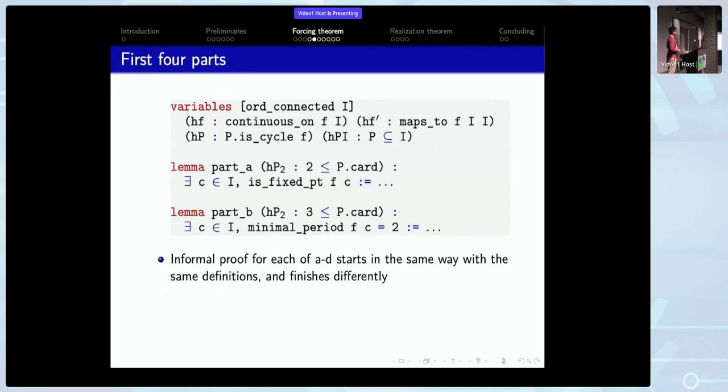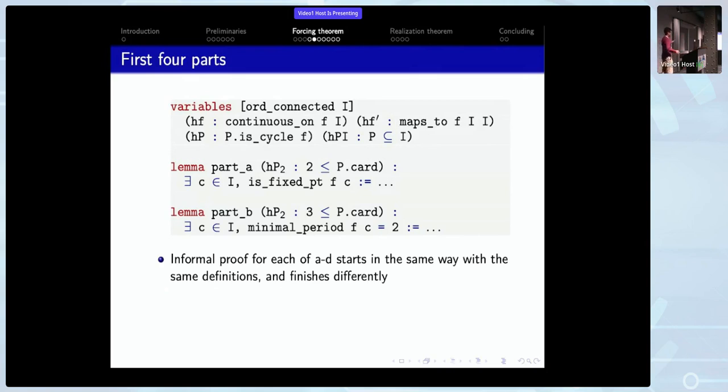So I've got an odd connected I. That's just a way of saying it's an interval. Then a continuous function f, and f maps I to itself. Then I have my cycle, because remember I said that I'm stating all my theorems where the hypothesis I have a cycle. And the conclusion is, well, either the fixed point or the point of minimal period. And m here is now translated to be p.card, which is the cardinality.